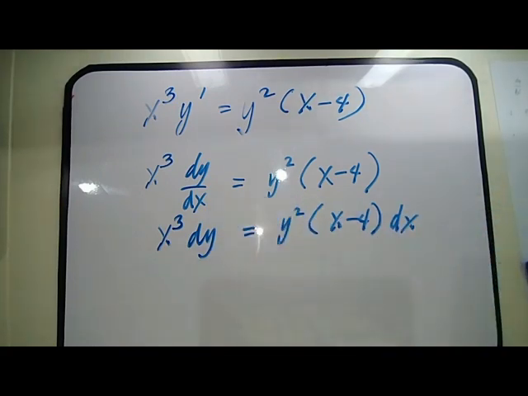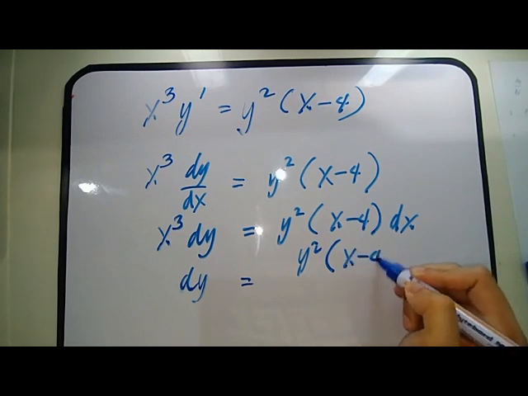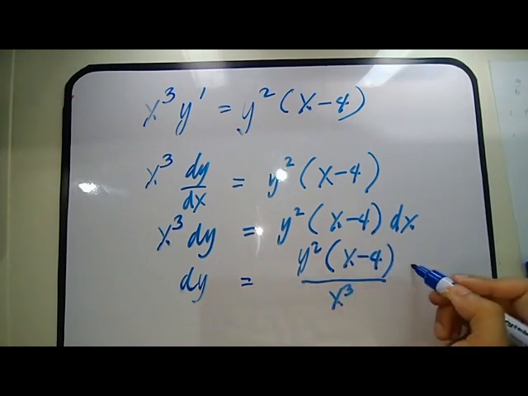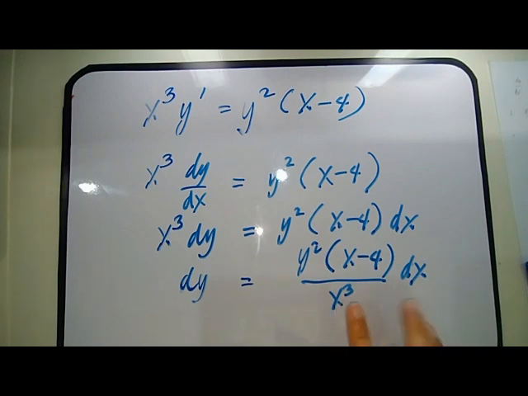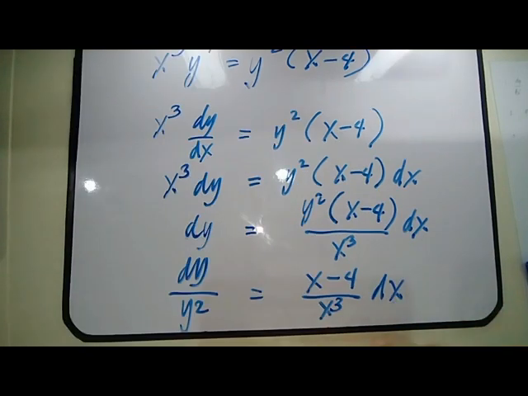So multiplying the dx to both sides, we still have x cubed here. So the differential of y, we need to separate this. So divide both sides by x cubed. So dy equals y squared times x minus 4 all over x cubed, this is dx. Now you look at the other side, there is still y. It still has the y variable. So you need to divide both sides by y squared. So dy all over y squared equals x minus 4 all over x cubed dx. Now we have separated those variables. So now we can integrate.